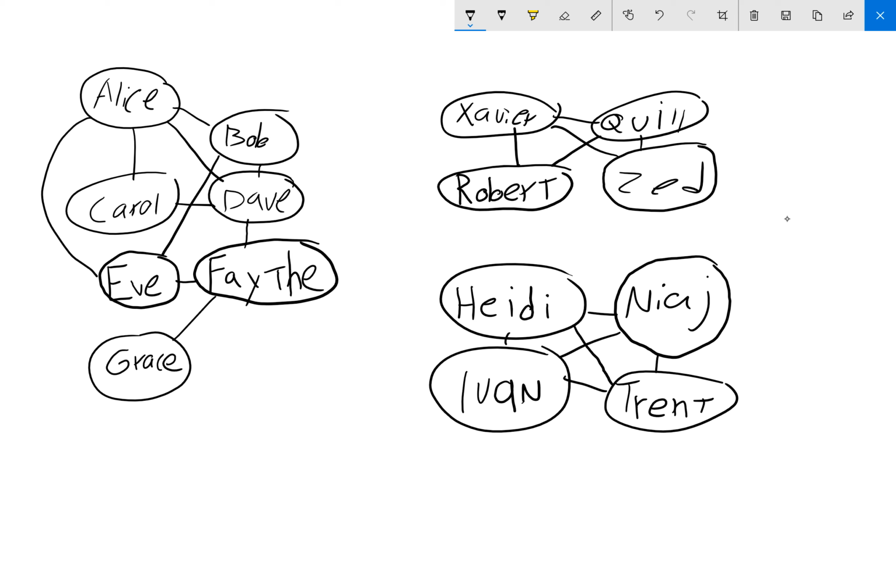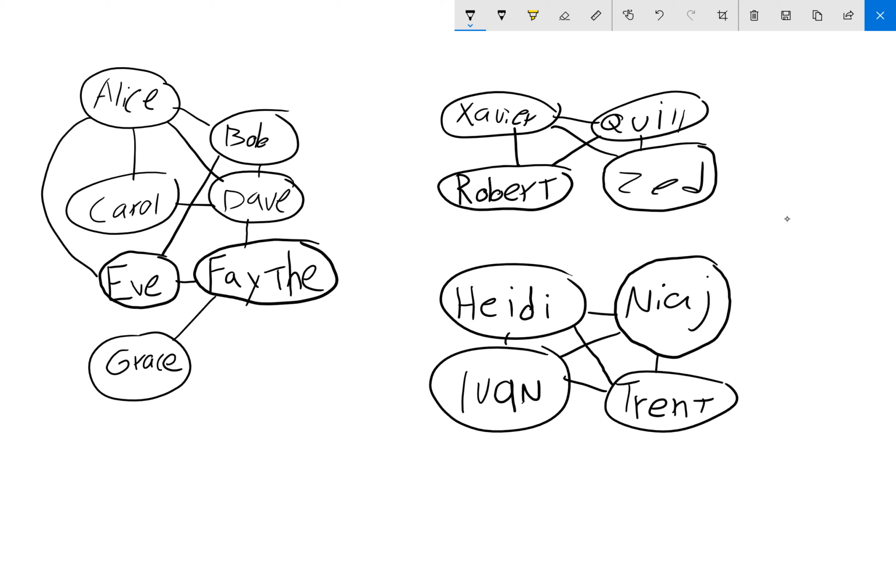So Robert, being friends with both Xavier and Quill, is similar to Zed, who is also friends with Xavier and Quill. Xavier and Quill are friends together. So who is the most likely connection to make? Well, Zed and Robert should become friends because they share common friends. They share two common friends.